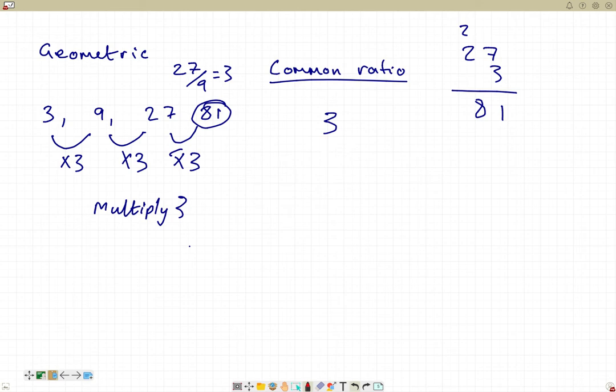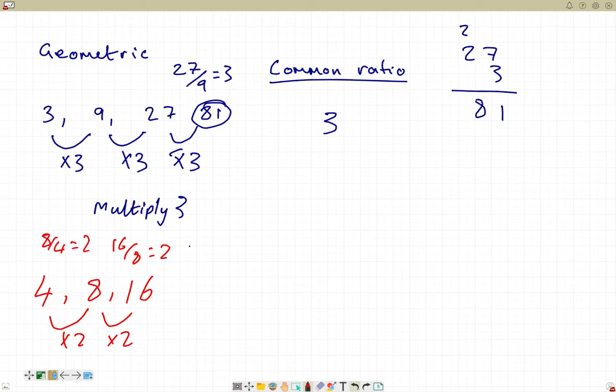So let's say I have 4, 8, 16. Now in this one, guys, as you can see, is multiplied by 2. Okay, if you're stuck, just do 16 divided by 8. That gives you 2. You can do 8 divided by 4. That gives you 2. So here, my common ratio is 2. And to get the next term, all I do, multiply 16 by 2 to get 32. Okay, so those are some examples of geometric sequences.